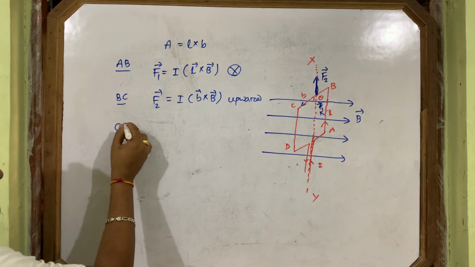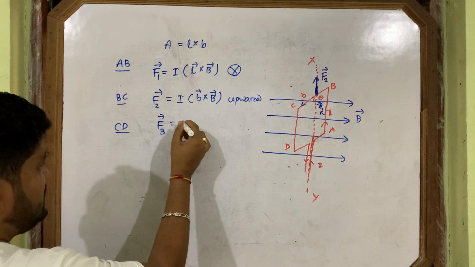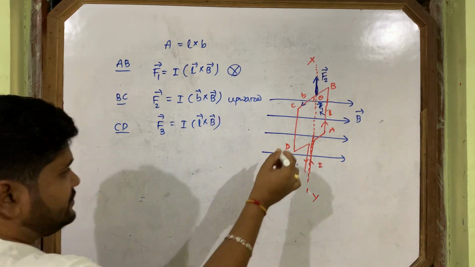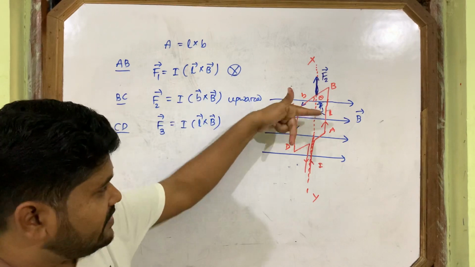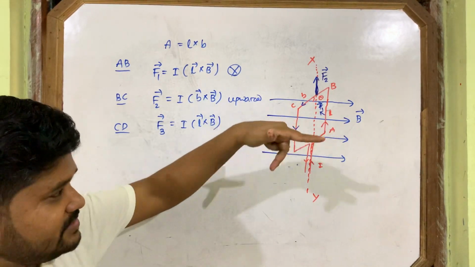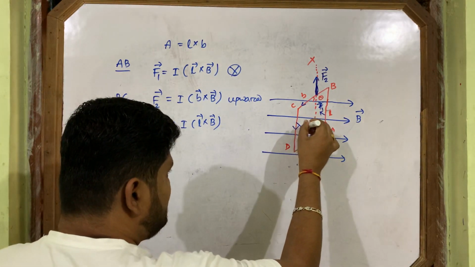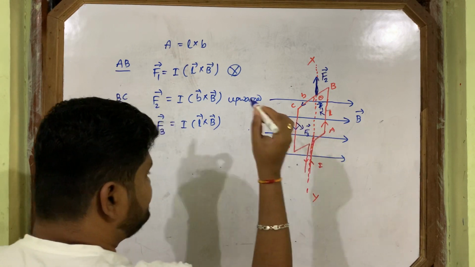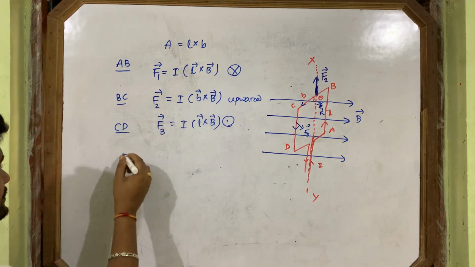Come to CD. Just like AB, here also F3 vector is I into L cross B. And where is the direction of force? Magnetic field is there, current is coming downward. Where is the force? You see, force is now perpendicular to the plane, in the outward direction. This is F3 vector. This is perpendicular to the plane, outward.